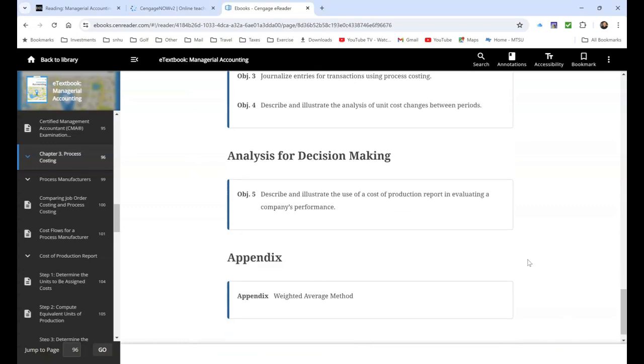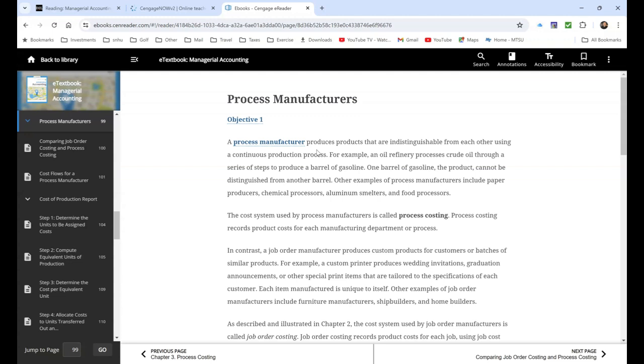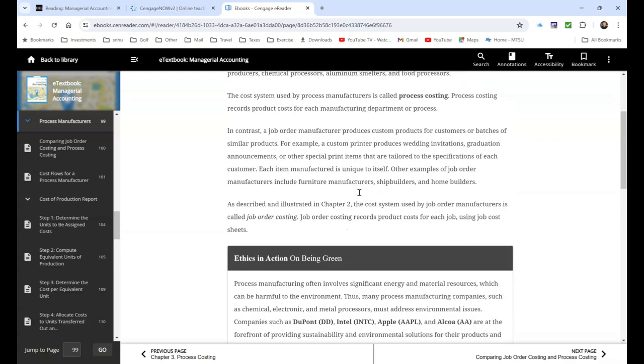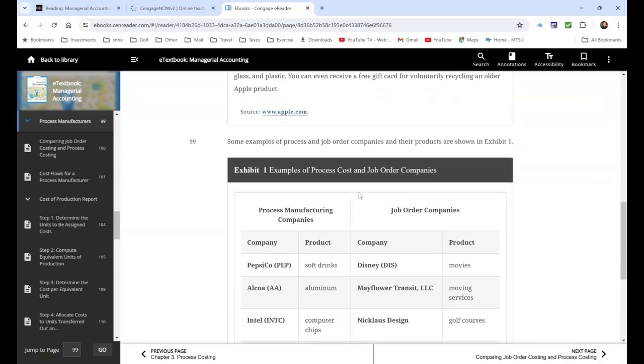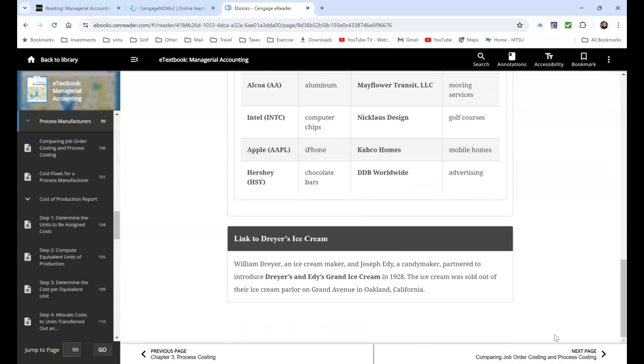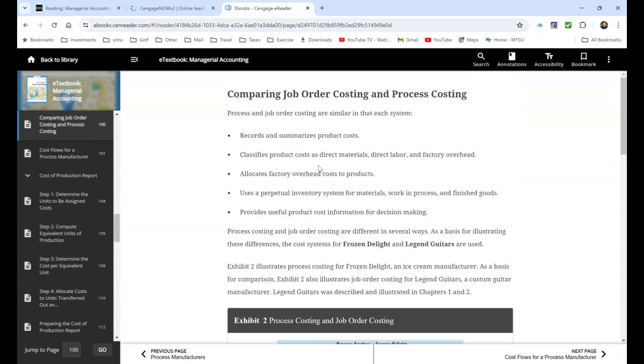So let's get to the next one. All right, so a process manufacturer produces products that are indistinguishable from each other using a continuous production process, oil refinery. So one barrel of gasoline, the product cannot be distinguished from another barrel. Paper, chemicals, aluminum smelters, food processors. All right. So we are going to figure out, well, how do we allocate overhead to food processors?